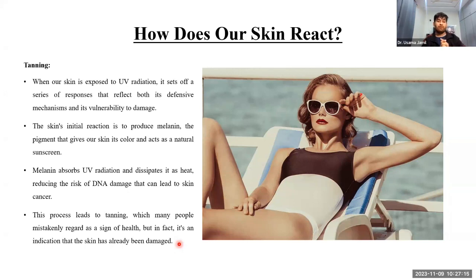So I would say it is better to use some sunscreen or to avoid the sunlight in the peak hours of the UV index. This way, our skin stays protected from it.